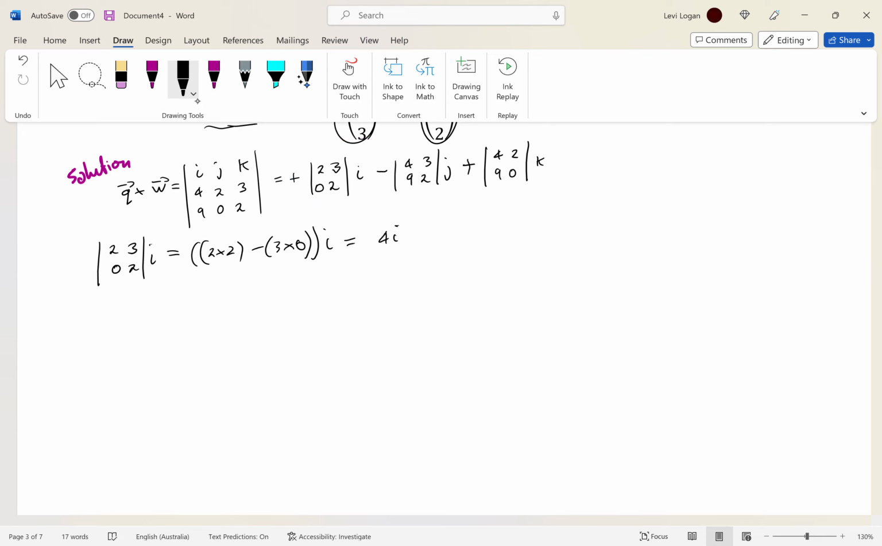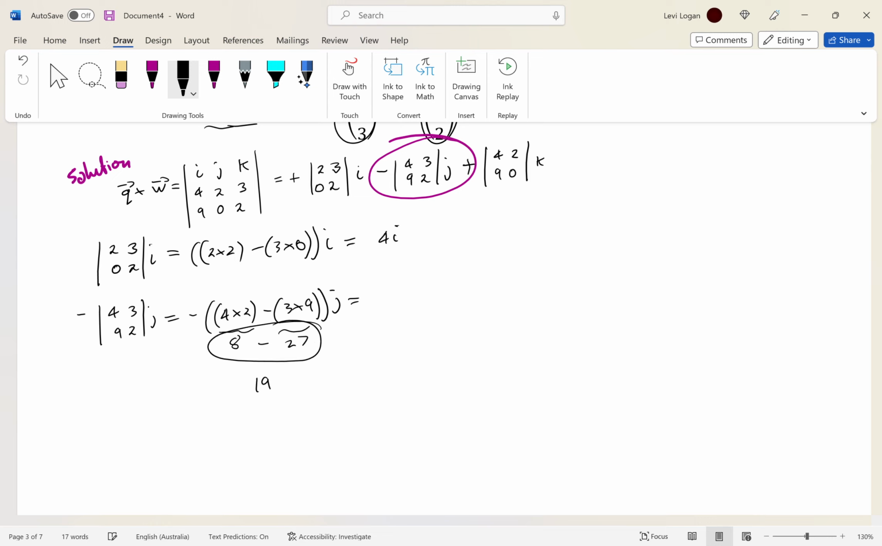Then we're going to find the determinant of our next matrix, which is here. We're going to have negative the determinant of this matrix, so we have the negative sign at the front. 4 times 2 minus 3 times 9, all j. This is going to be 8. 3 times 9 is 27, so it's going to be minus 27. Therefore, our answer here is going to be 19. Let me just double check that. Actually, it's going to be negative 19. That's going to be multiplied by a negative, so it's actually going to be positive 19. So we're going to have positive 19j.